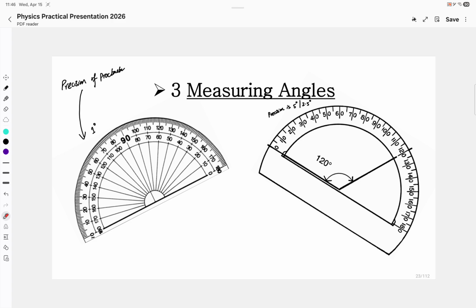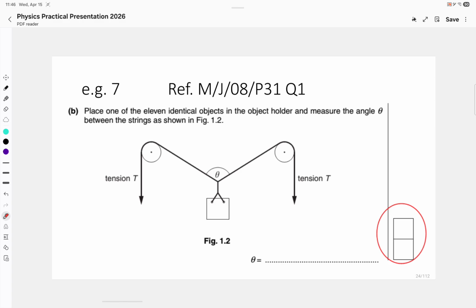All right, now let's take an example directly from a past paper. Okay, now this is May June 2008, paper 31. One situation: a string passes over two pulleys, and there must be some force attached over here. In the practical, you can just see the details of this question from May June 2008, paper 31, and there is an angle measured between the middle of the strings, and there must be some load over here. And place one of the 11 identical objects in the object holder. This is supposed to be the object holder, and measure an angle theta between the strings as shown, and you can see the two boxes here.